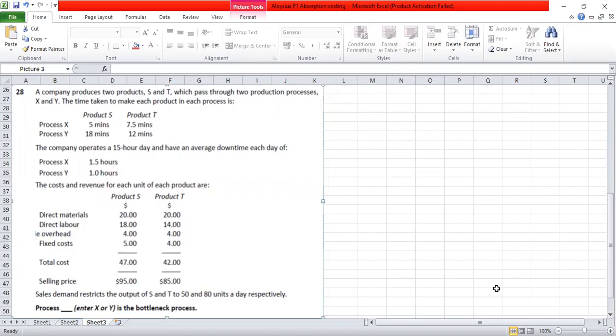some overhead, maybe it's variable overhead, then fixed overhead, fixed cost. Total cost is given, selling price is given. Sales demand restricts the output of S and T to 50 and 80 units a day respectively.